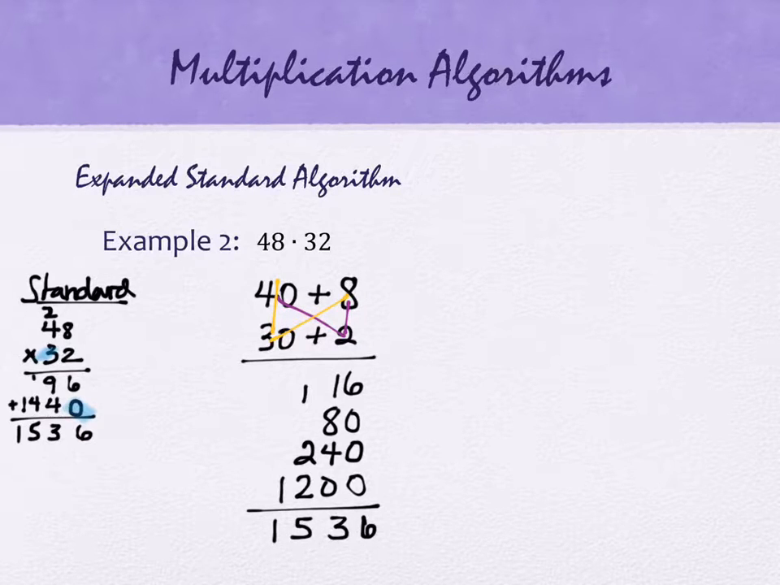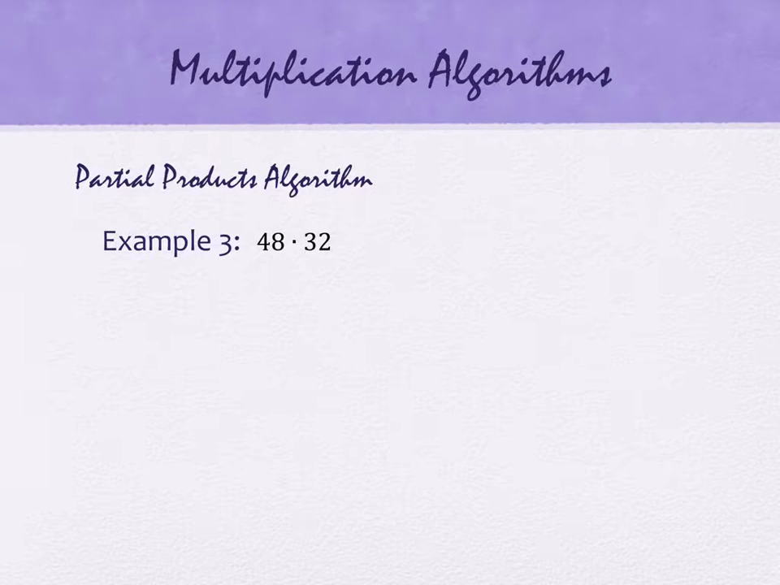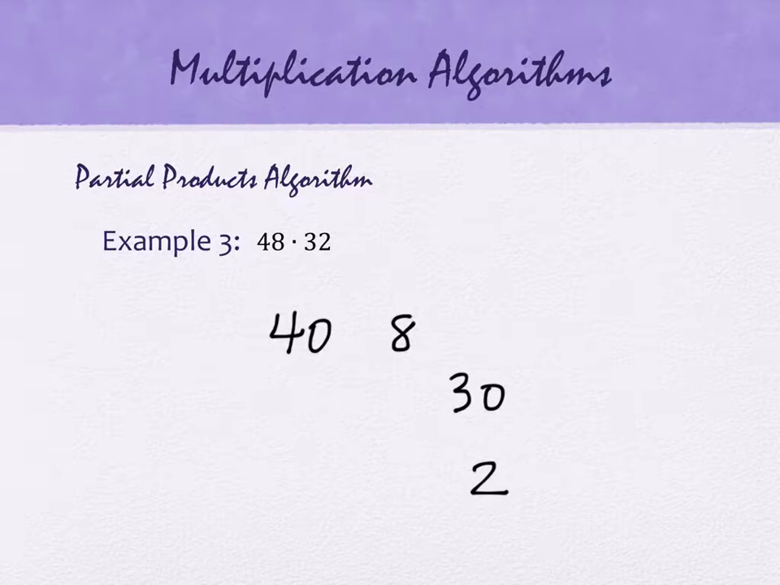All right, this next method is actually my favorite. This is called partial products. And I think this method's probably my favorite because I'm a very visual person, and I like the visualness of this. It really is a lot like what we just did with the expanded algorithm, but it gives a picture to what we're doing. So we're going to write the 40 and the 8 along the top, and we're going to write the 30 and the 2 along the side, and what we're going to do is we're going to draw a grid in between.